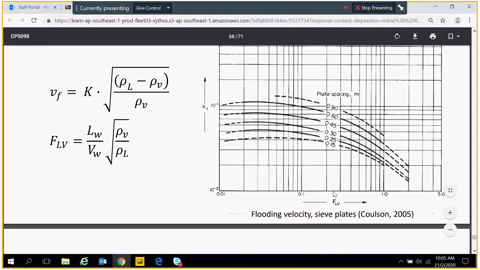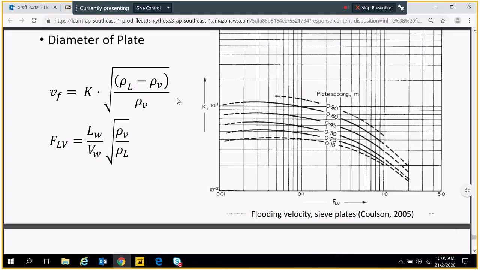First, you need to calculate FLV. And you must be given information about plate spacing. Let's say it's here, it's plate spacing. And then you read here. You go here. Then you read this number. This is K. This is the K over here.